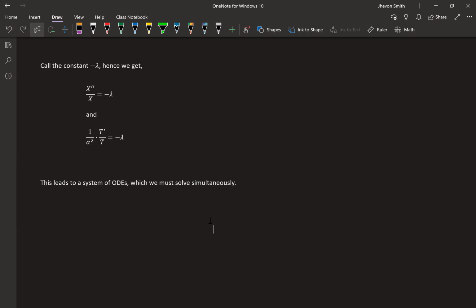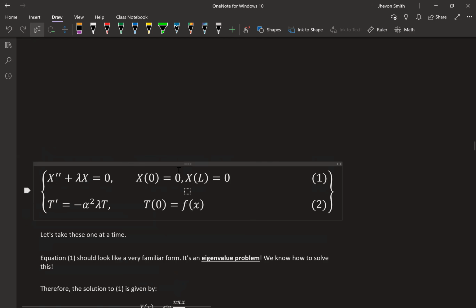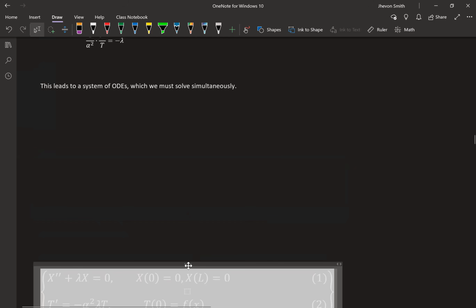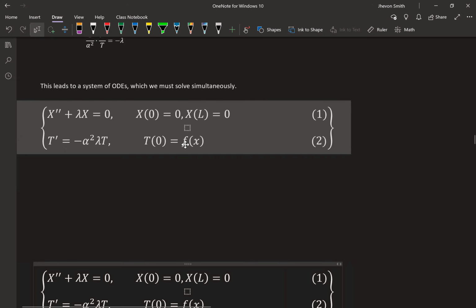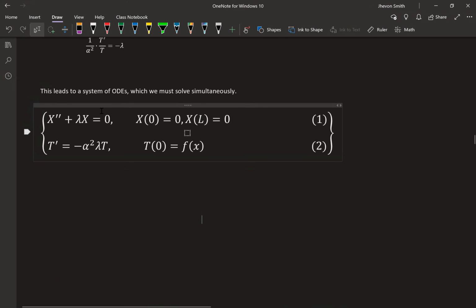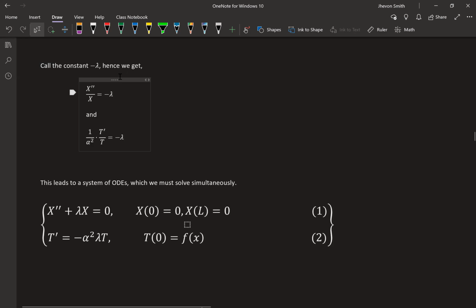Okay. So this must be true. This leads to a system of ODEs, which we need to solve simultaneously, like this one. So this leads to this guy, right? Here I just multiplied by x and brought it to that side, and I get the top ODE. If I again multiply by alpha squared t, I get the second ODE.